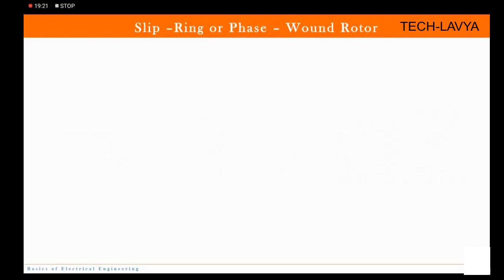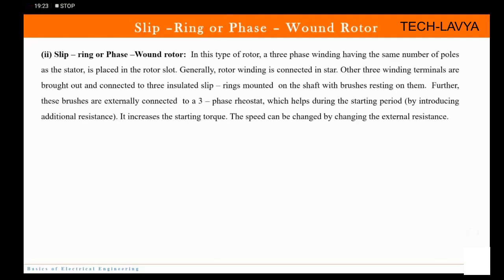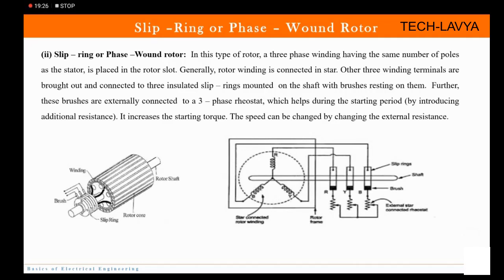Now we come to slip ring or wound rotor. So how does it look like? It looks like this. Fine. So in this type of rotor, three-phase winding having the same number of poles as the stator is placed in the rotor slot. Now suppose stator has 6 poles, then even rotor will have the same number. If it has 3 poles, then the rotor will also have 3. Fine.